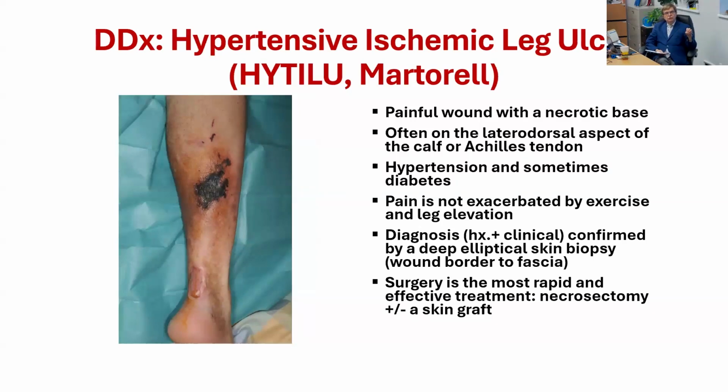It's often a painful wound with a necrotic base. It's often on the lateral dorsal aspect of the calf or Achilles tendon. Patients usually have hypertension and sometimes diabetes, usually type 2. Pain is not exacerbated by exercise and leg elevation, so it's different than the large vessel ischemic pain. Diagnosis is history and clinical confirmed. You need a deep elliptical skin biopsy, the wound bordered to fascia. Surgery is the most rapid and effective treatment, taking away the dead tissue, necroscopy, and plus or minus a skin graft. Next slide.